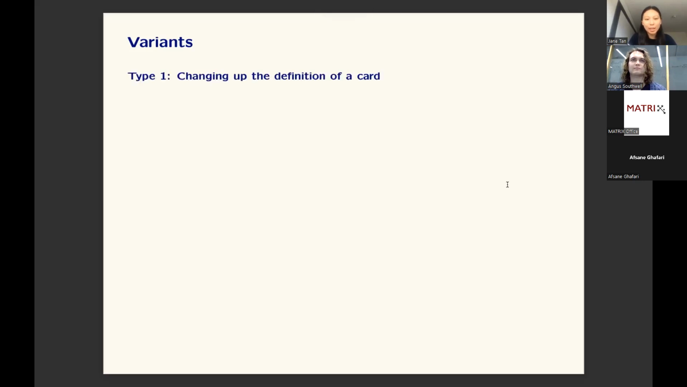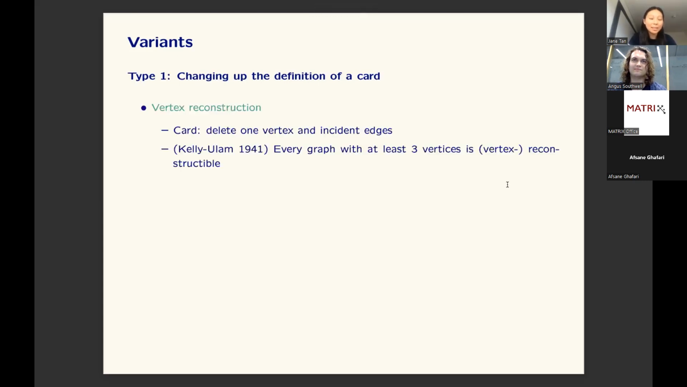So I'm going to split these variants into 2 types. In the first type, we obtain the variant by changing essentially the definition of the card. I'll just mention 3 of these, and the first one we've already seen. The classical reconstruction problem is also known as vertex reconstruction because we've deleted a vertex in each case. And we saw that the conjecture was that every graph with at least 3 vertices is vertex reconstructible.